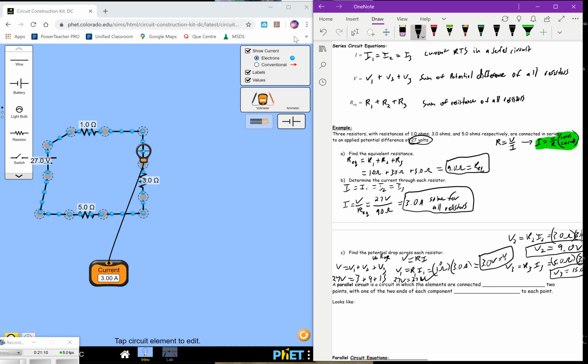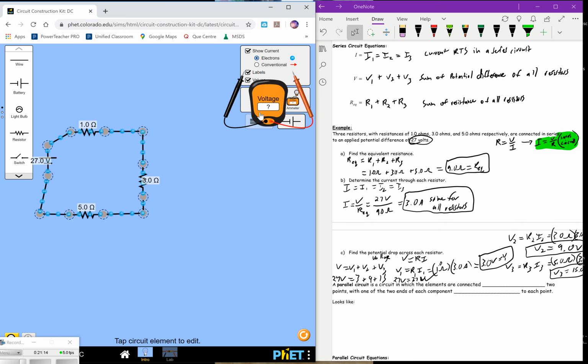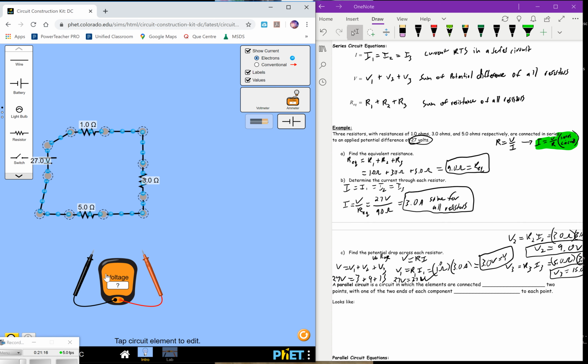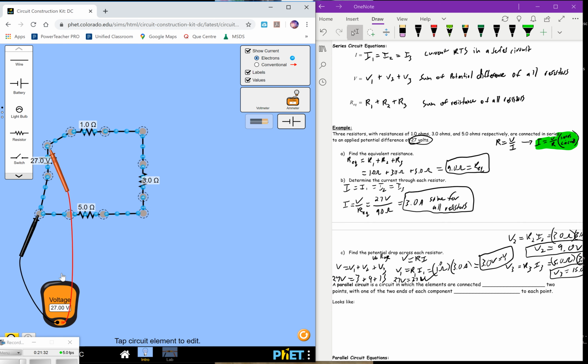Now we can verify this with the simulator. We'll use our voltmeter to measure voltage, our original. And we can measure this. Notice how we don't get a reading until we insert the other peg here, across the battery, and we can read what our voltage is. 27 volts. Now that's completely across the battery. We can shift this to here. And that's the potential difference being supplied by the battery.